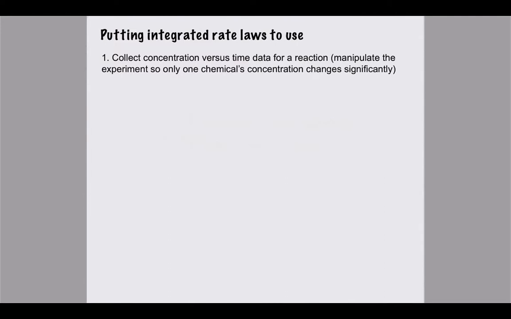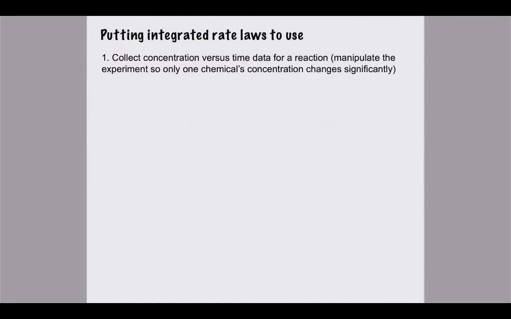The first thing you're going to do is collect concentration versus time data for a reaction. It's important when you're doing this that only one chemical has its concentration substantially changing throughout that reaction, so you can really focus in on what the order of the reaction is with respect to that chemical. Everything else you're going to want to have enough of an excess of so that their concentrations don't change. So that's the first thing.